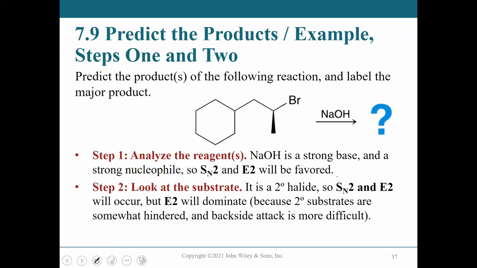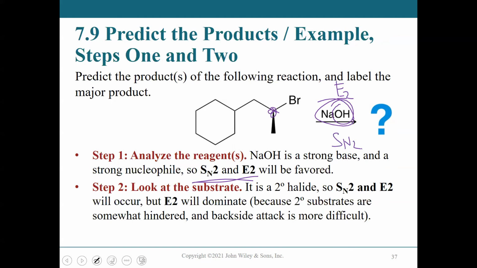So here I have a compound with sodium hydroxide. This one is a secondary substrate. If we talk about elimination, sodium hydroxide is going to be an E2 reaction because it's a strong base. But if you put it in the context of substitution, it is also a good nucleophile. So it will be a competition between E2 and SN2.